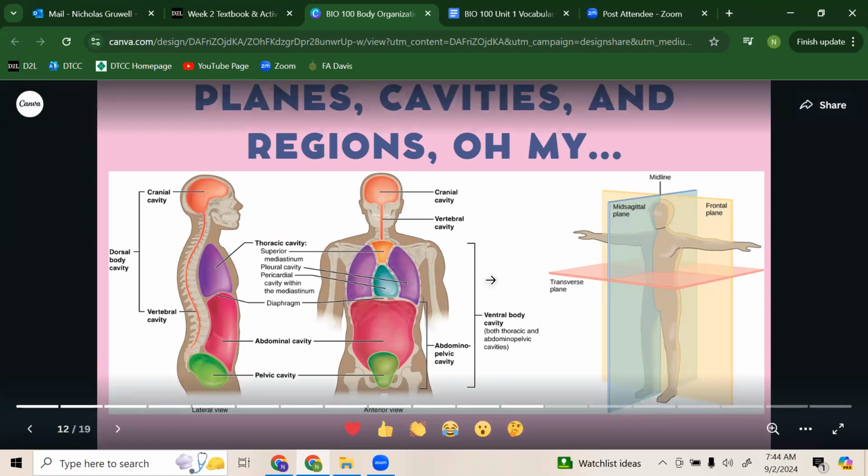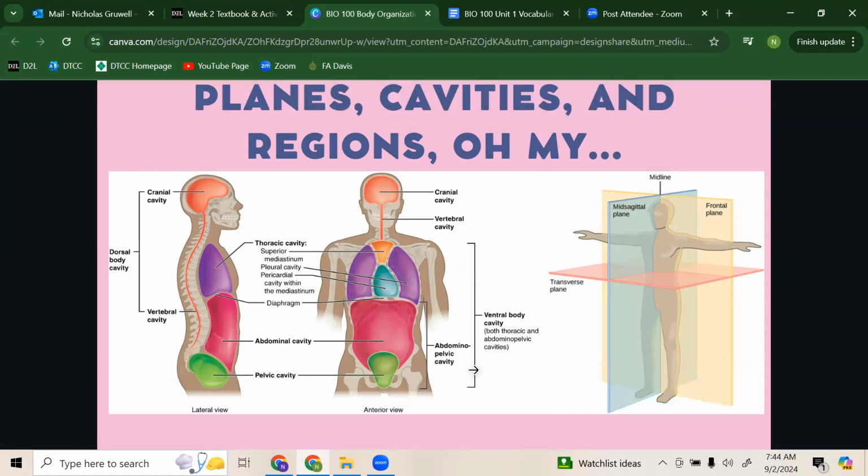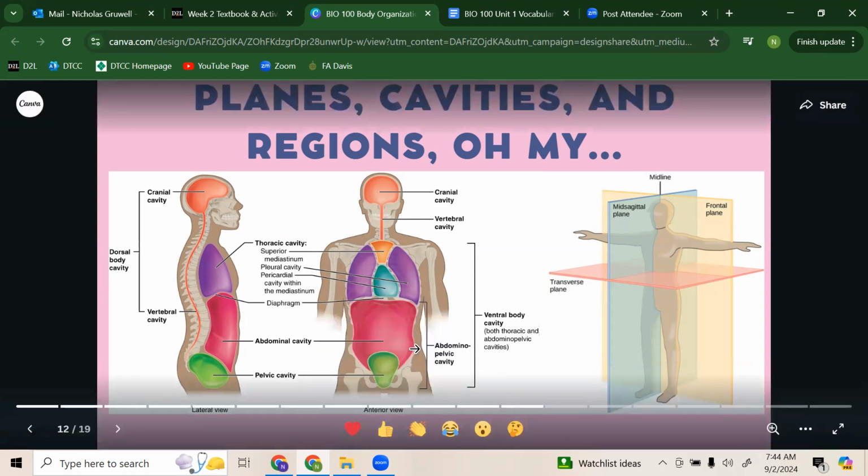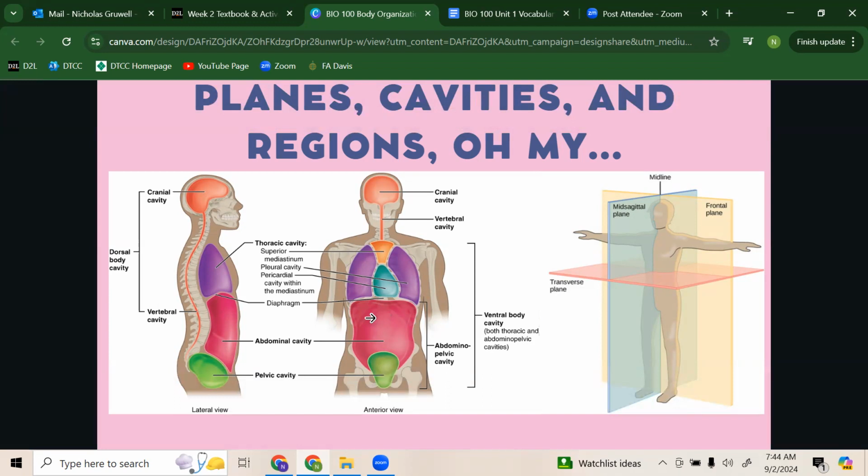So the ventral cavity breaks down a bit more. Ventral is this whole front cavity. We break our ventral cavity into the thoracic cavity and abdominopelvic cavity. And then we break our abdominopelvic cavity into abdominal and pelvic. So our abdominal cavity is where a lot of our digestive organs are: our liver, our spleen, our kidneys, our intestines, pretty much everything else except for your heart and lungs.